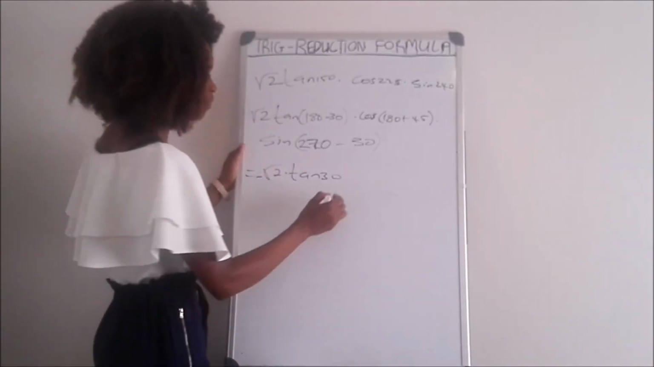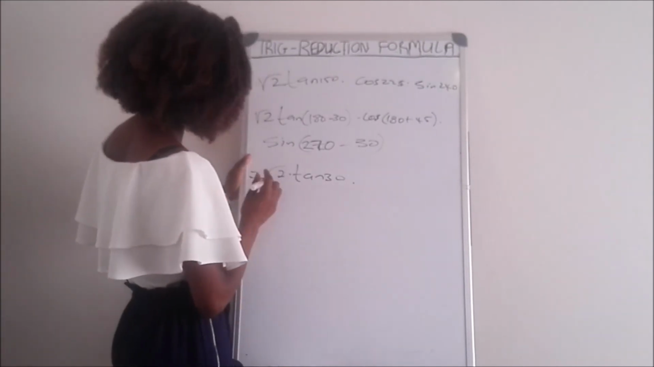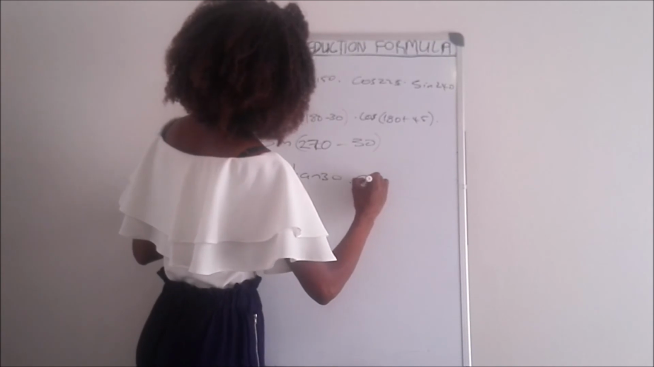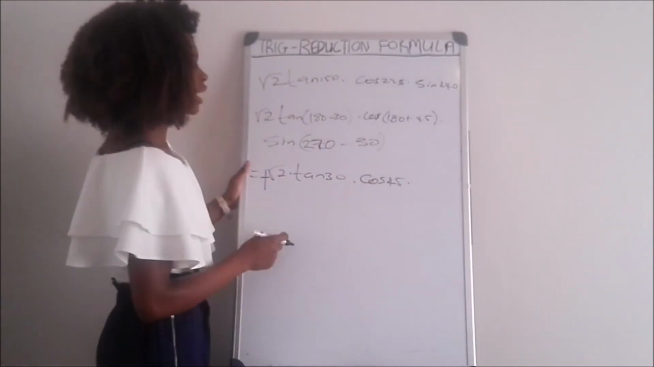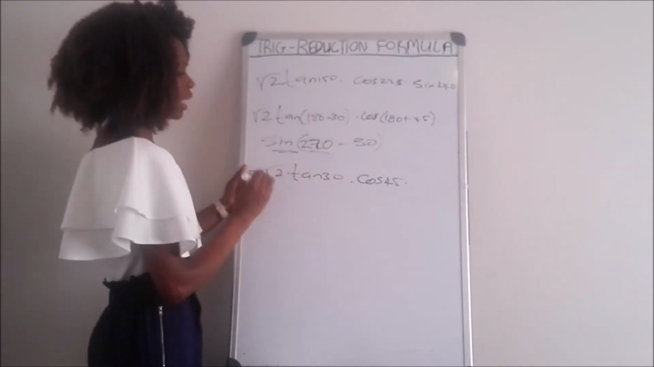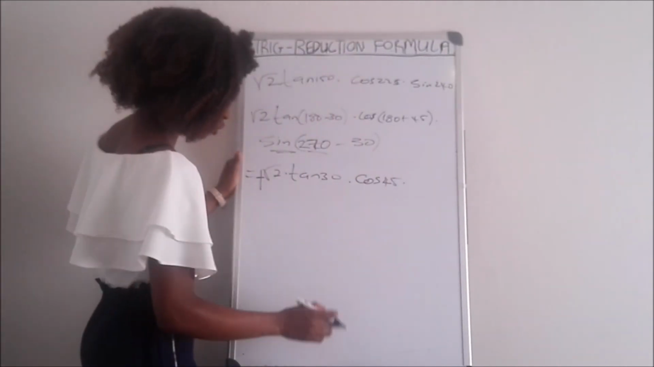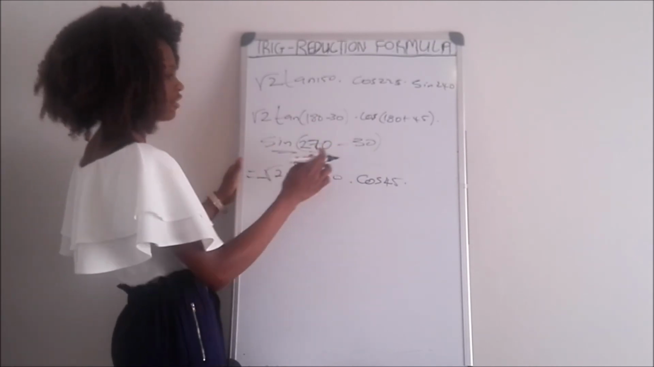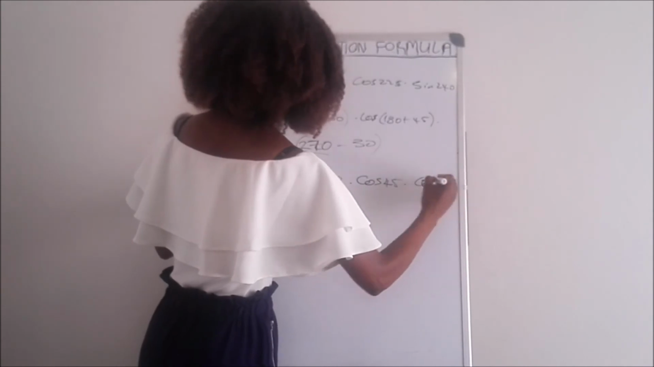I've just written it here. And then cos of 180 plus 45 is also negative, which will make this one positive this time. And then we're going to have a negative cos of 45. And then sine of 270 minus 30 is also negative, but this time it will change sine to cos because it's a cofunction. Then this will be negative again because of the negative in 270 minus 30, so it will be negative cos 30.